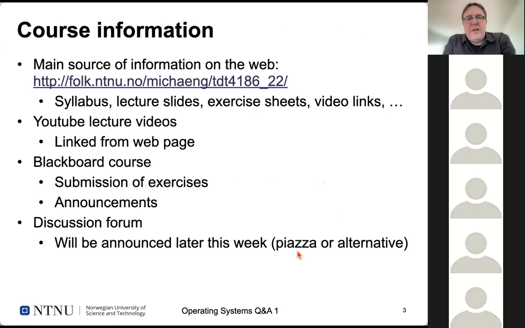So, course information. You are probably registered on Blackboard, and now, to be honest, I think Blackboard is not the ideal tool to use, to say the least, for such a lecture.